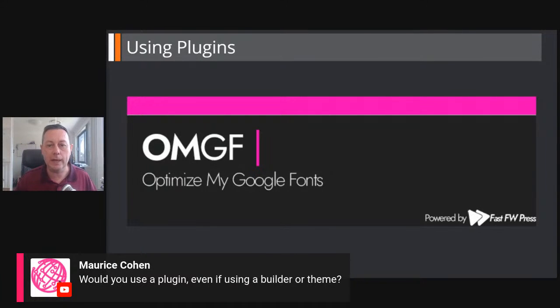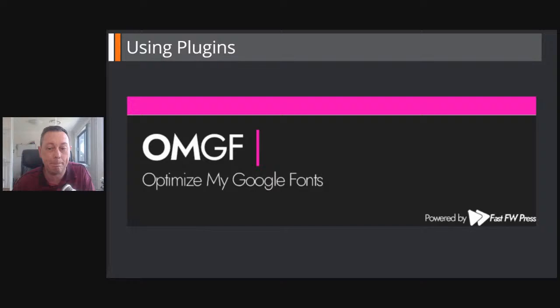But certainly you don't want to have Astra bringing its Google Fonts. You don't want to have Elementor Pro bringing its Google Fonts. You don't want to install a plugin bringing its Google Fonts, because you're going to get lots of external requests and probably some conflicts as well. So great question, Morris. Thank you for that.